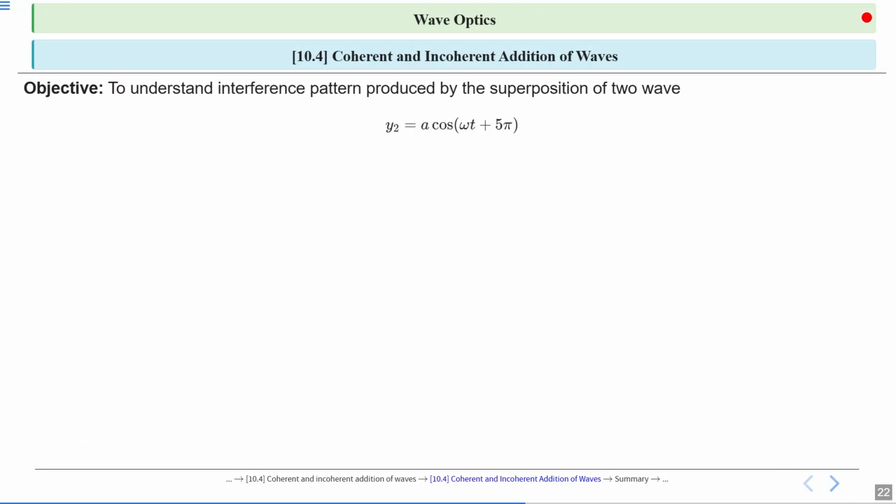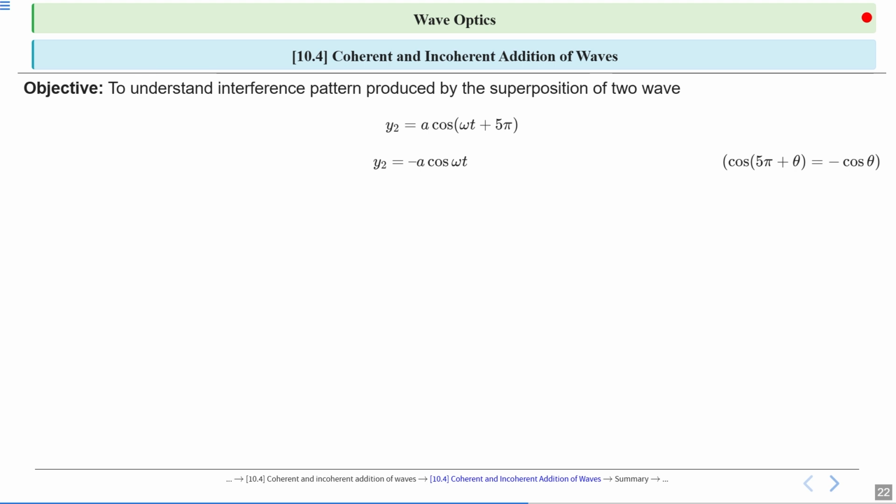So it is leading, we can see. That's why phase difference is added. So a cos omega t plus 5 pi. So cos 5 pi plus theta. This argument 5 pi plus theta, in which quadrant does this angle lie? Third quadrant. Okay, so in third quadrant cos is negative. That's why minus cos theta.